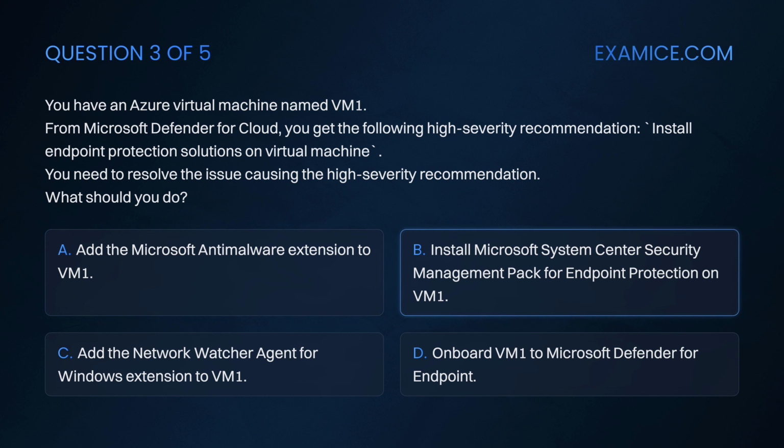Option B, install Microsoft System Center Security Management Pack for endpoint protection on VM1. Option C, add the Network Watcher Agent for Windows extension to VM1. Option D, onboard VM1 to Microsoft Defender for Endpoint.